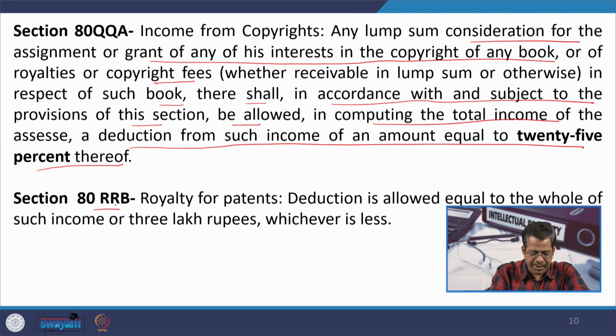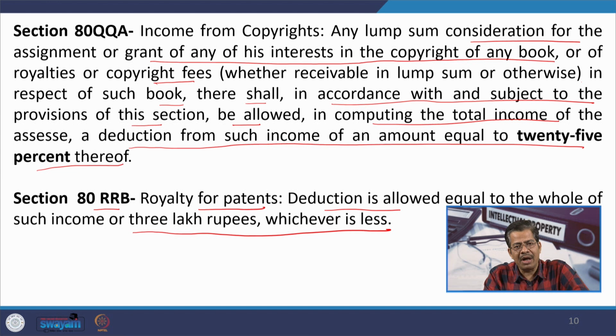Section 80RRB, royalties for patent. Deduction is allowed equal to the whole of such income or 3 lakh rupees, whichever is less. So, if you have income from royalty for patents, you are getting royalty because you are able to maintain the patent, and therefore there are some expenses on patent related activities, and for that purpose you can reduce a maximum of up to 3 lakh rupees. If 3 lakh is the maximum income, the entire income can be reduced; otherwise the upper cap is 3 lakh rupees, and you can have a deduction on this ground.